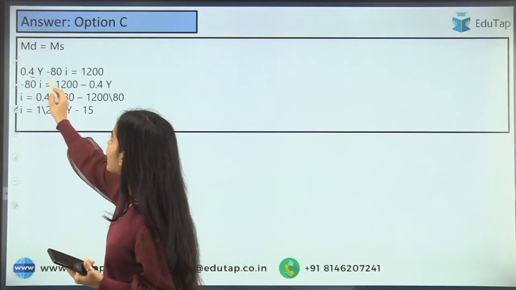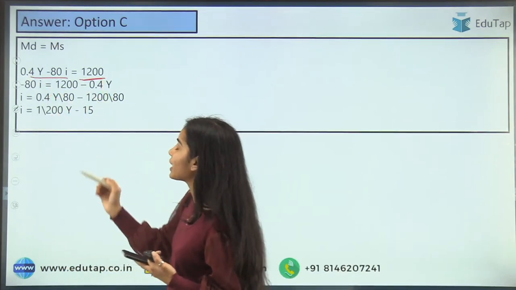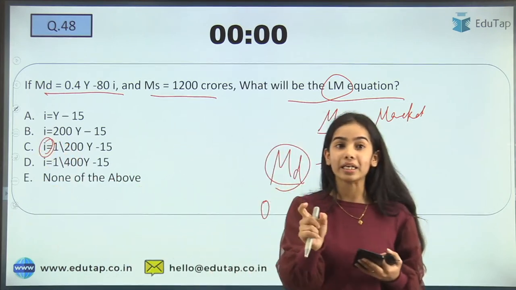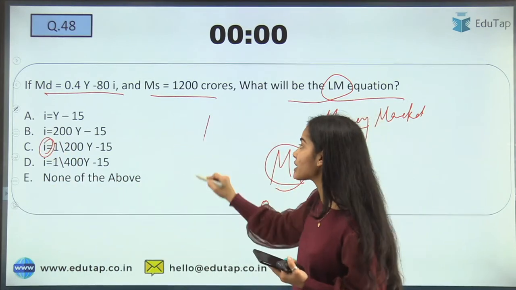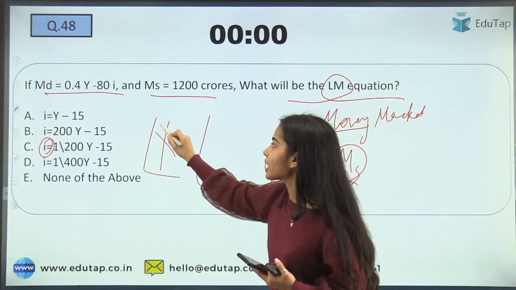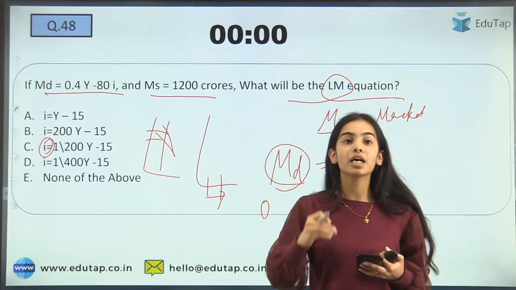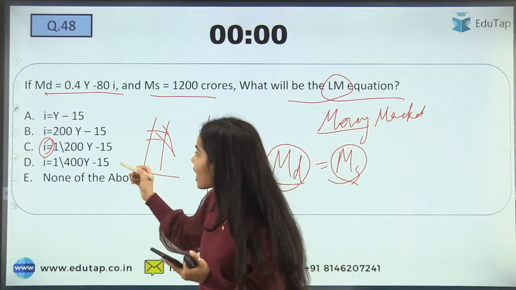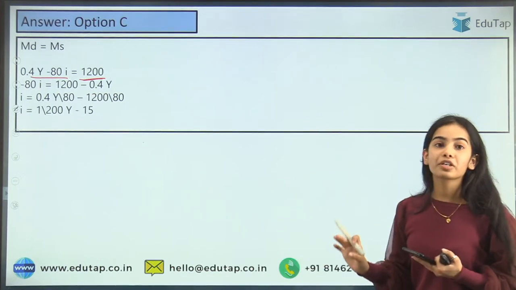That is 0.4y minus 80i equal to 1200. And here the interest rate is being defined, because income is changing, and with that the demand curve is changing, and with that the interest rate is being determined. So yes, C is the right answer. I hope you have understood the logic.